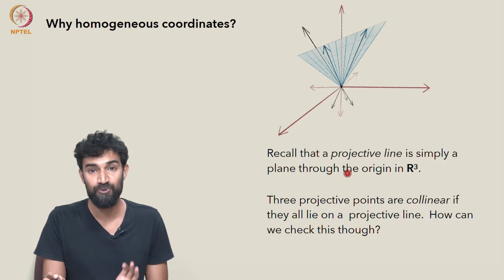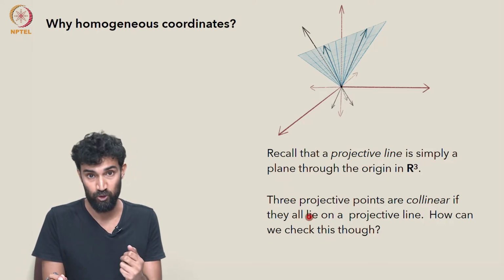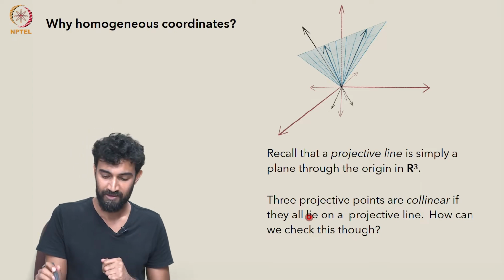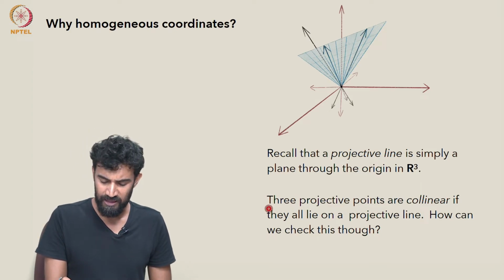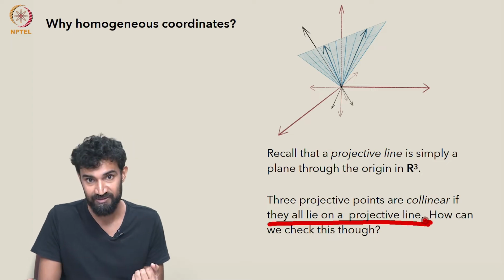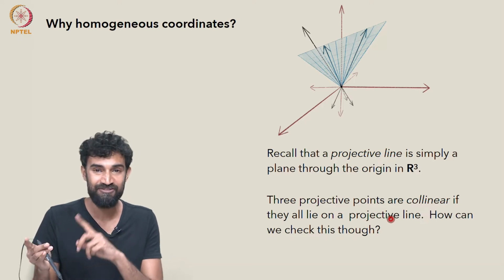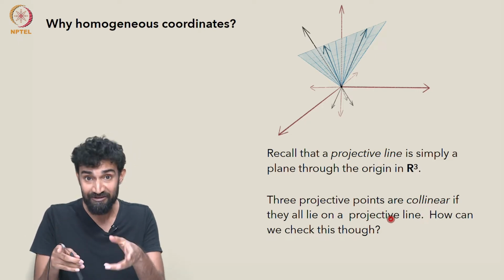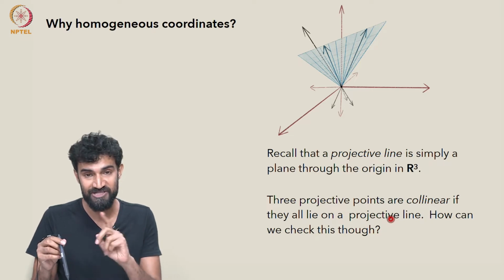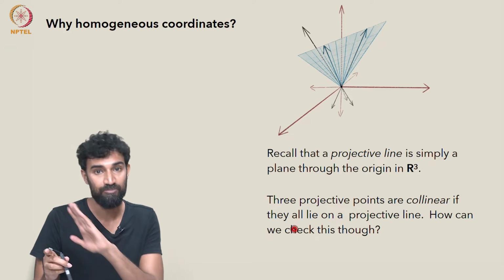And if you recall, a projective line is simply a plane through the origin in R3. So we'll say three projective points are going to be collinear if they all lie on a projective line. But how can we check this? Given three projective points, maybe we're given them by their vector representatives, how can we check whether they're collinear, whether they all lie on a projective line?